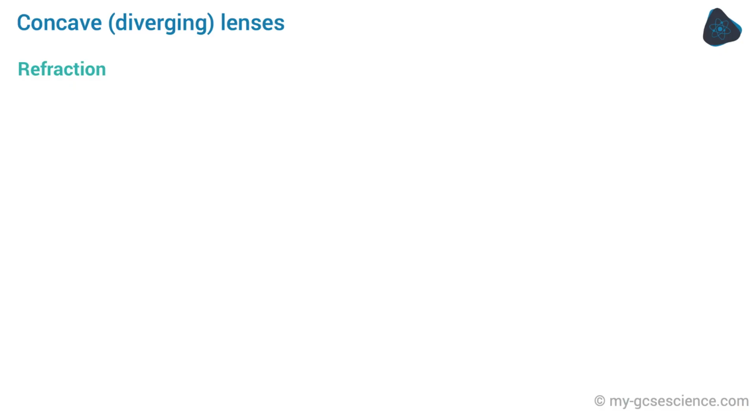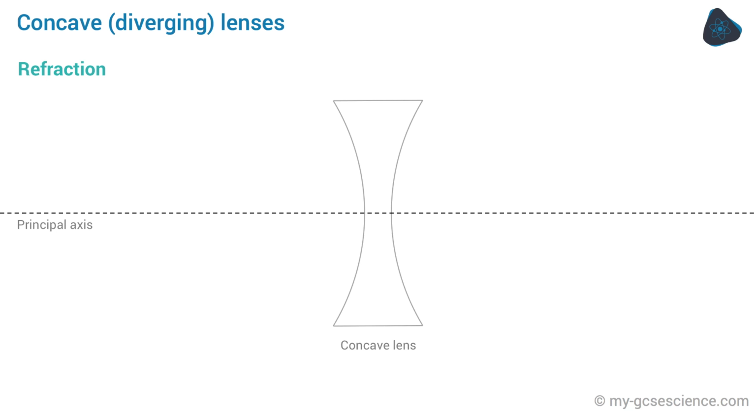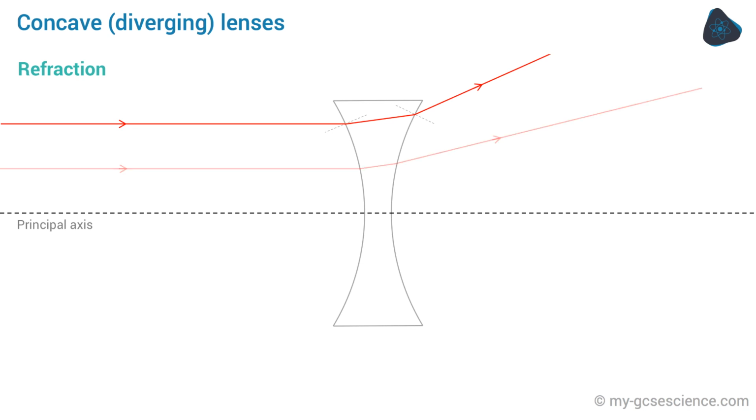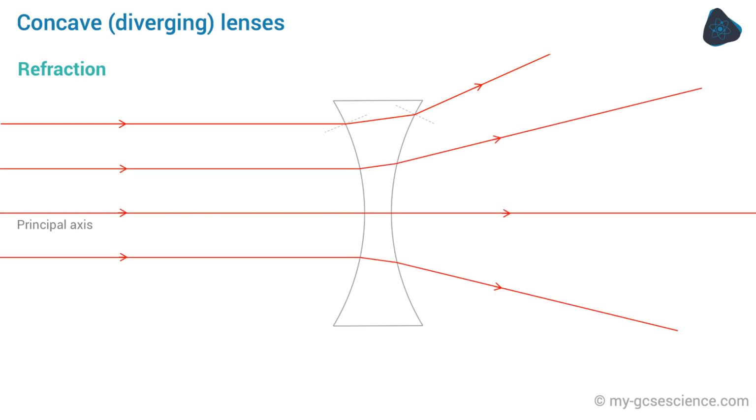Concave or diverging lenses look like this. They are thicker at the edges and thinner in the middle. Following the usual rules for refraction, this light ray, which is initially travelling parallel to the principal axis of the lens, will refract towards the normal on entering the lens and away from the normal on leaving it. If we apply the same rules for these 4 other rays, we find that the lens has this effect on the light that enters it.